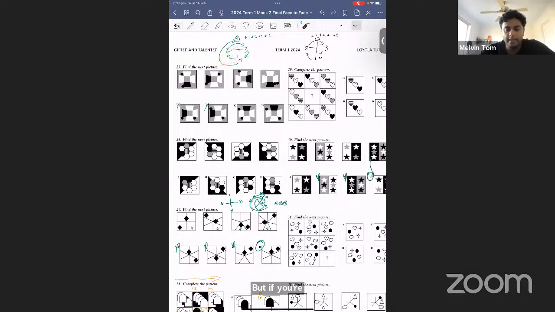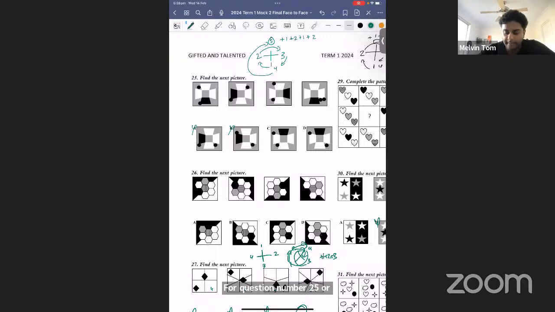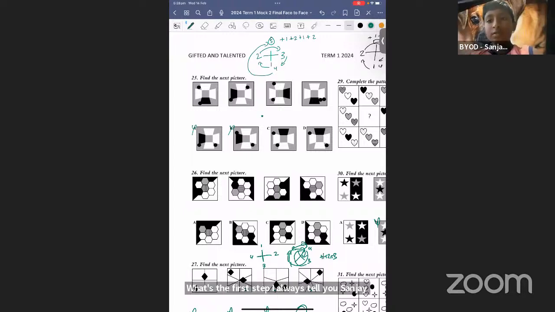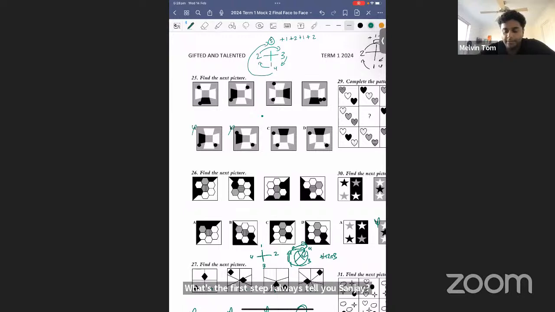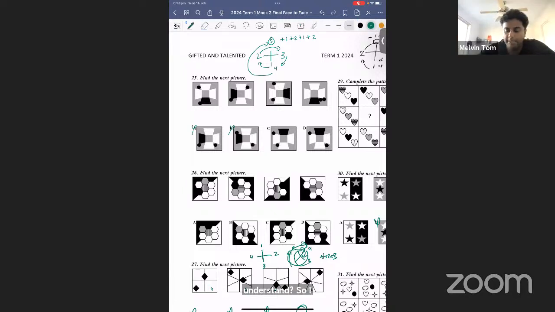It's really, really easy. And especially when you do so many maps, what happens is you straight away look at a question and you can tell which map it is. So for example, you know how I keep telling you guys, for mapping, what's the first step I always tell you, Sanjay? Draw a dot. In reality, I don't do that. I know straight away, for example, when I look at question number 24, that's a four-sided map, and that this is a four-sided map this way. So I just do the map straight away and then start filling it in. But it just comes with practice.